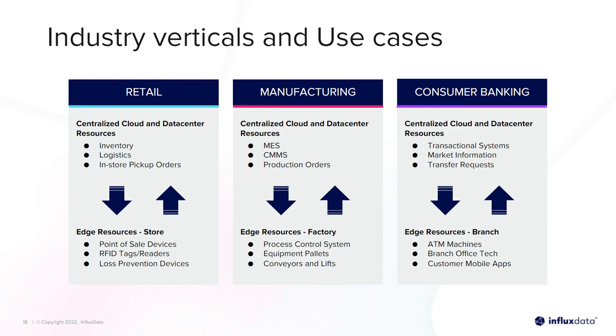When you think about retail, we think maybe point of sales devices at the edge or RFID scanners, being able to communicate with centralized data like inventory and logistics and in-store pickup orders, et cetera. And then for consumer banking at the edge, we have things like ATM machines and customer mobile apps, and we need to be able to communicate that data with transactional systems and transfer requests, for example.